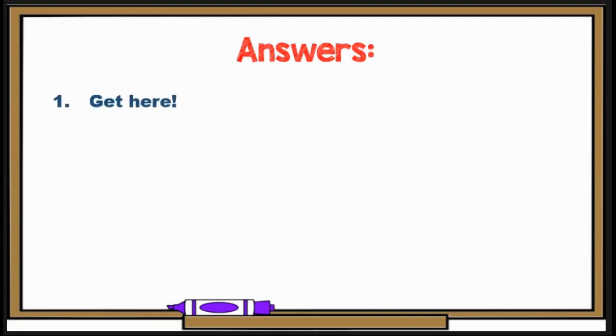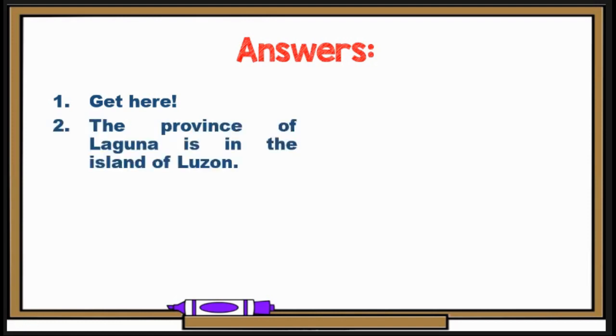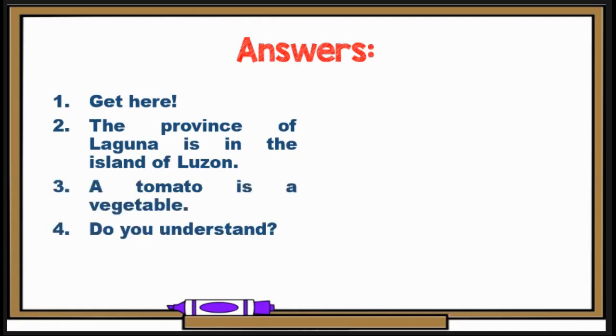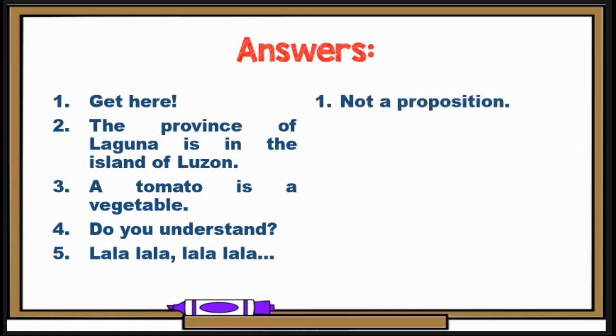Number 1, we have the sentence, get here. Number 2, the province of Laguna is in the island of Luzon. Number 3, a tomato is a vegetable. Number 4, do you understand? And number 5, la la la la la la la la. Okay, so for number 1, it is not a proposition. Why? It is not in declarative form and it doesn't have a truth value. Nag-uutos siya. Hindi siya true, hindi siya false.